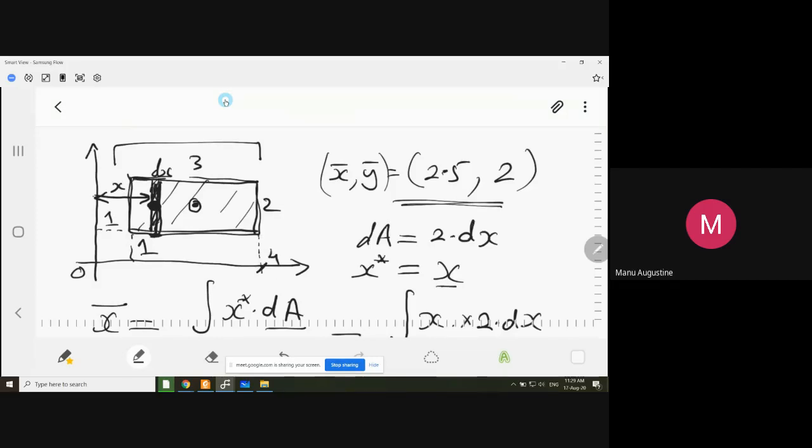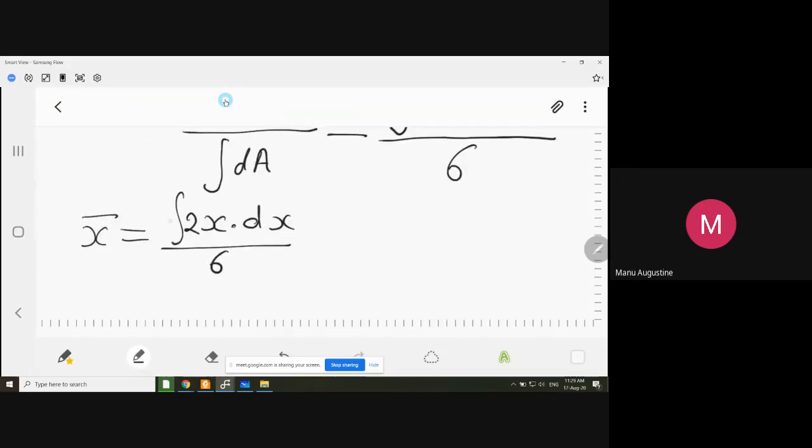See, the length of the rectangle itself is 3 and there is a distance of 1 from the y-axis. So this extreme edge of the rectangle will be at coordinate 4 and the leftmost extreme will be at coordinate 1. So this is 1 and this is 4. And you have to vary your integration from this corner to this corner. So the limit of integration will be 1 to 4.